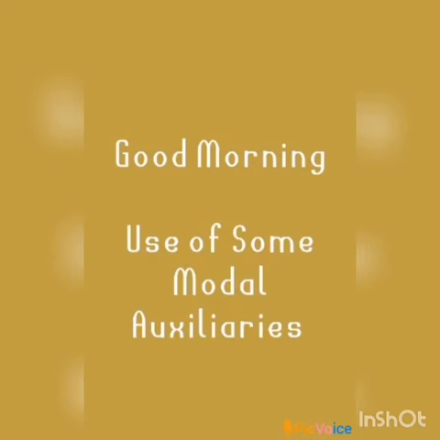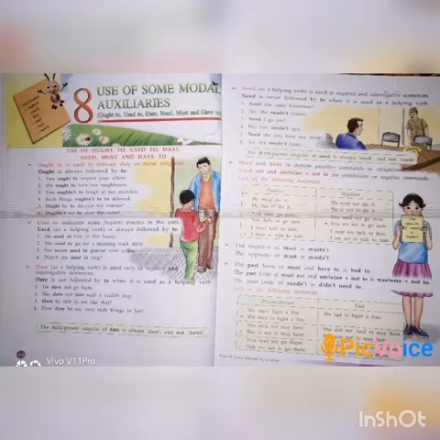Today we are going to study the 8th chapter, use of some modal auxiliaries. All of you take your English grammar text for the class. Let us go to the class. Students, I hope that all of you have taken your English grammar text. Now you have to take page number 40. Use of some modal auxiliaries. Use of ought to, used to, dare, need, must and have to.